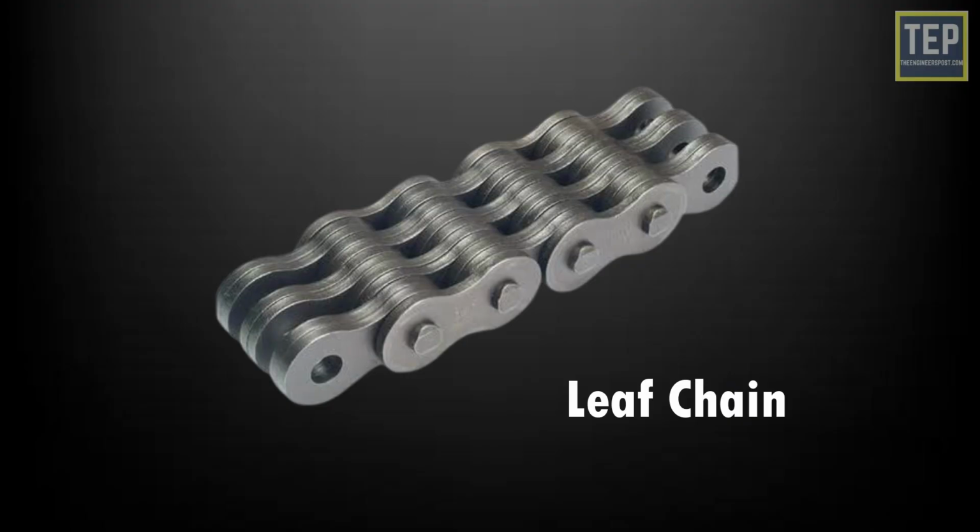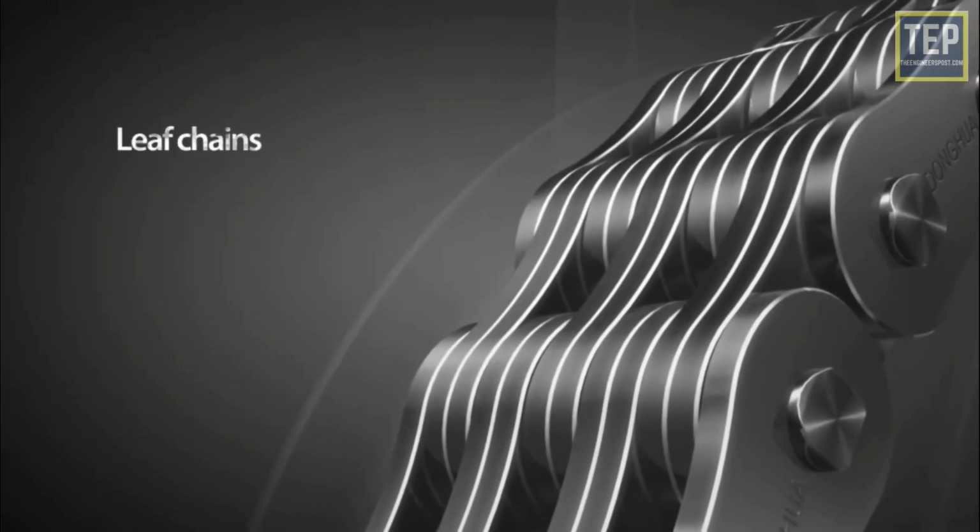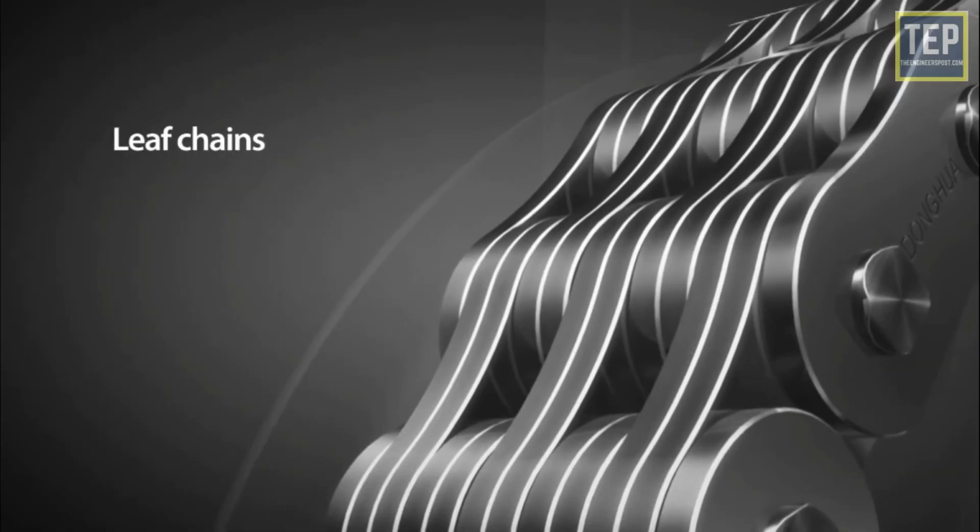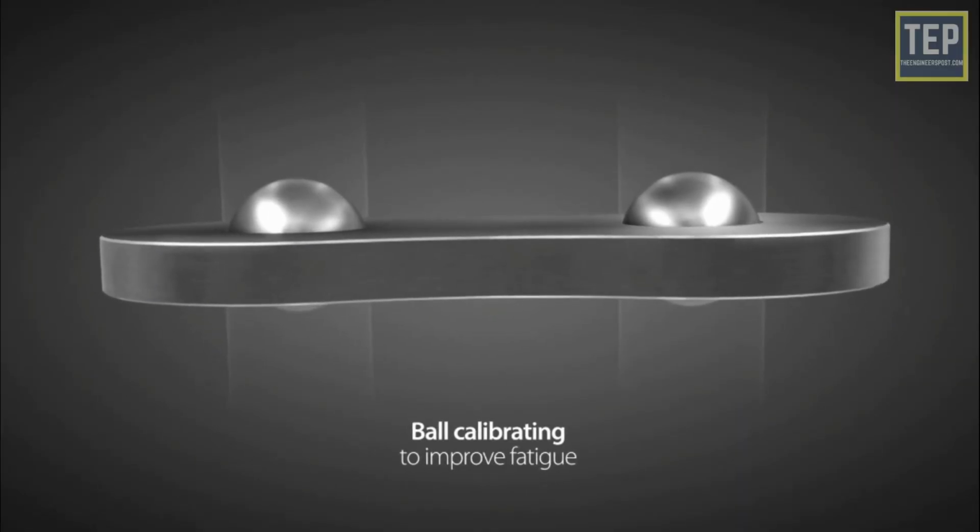Leaf chains are designed for lifting, rather than power transmission. Tensions are very high, but speeds are slow. Normally the chains work intermittently.